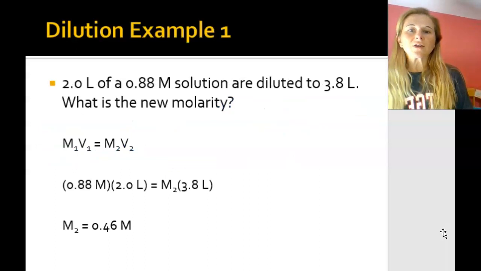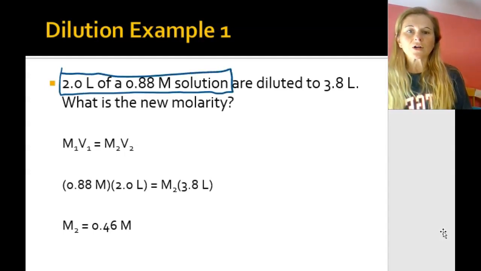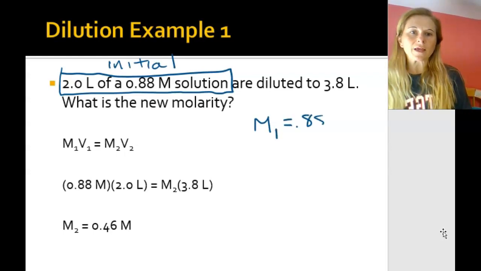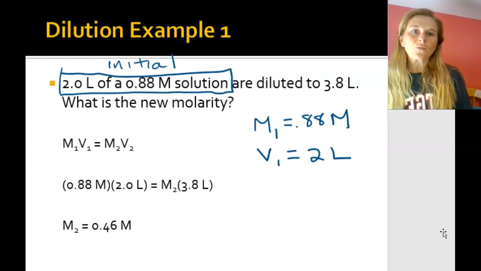Here we have 2 liters of a 0.88 molar solution. So this right here is our initial solution. That means our M1 equals 0.88 molar, and our V1 is 2 liters. And we want to dilute it to 3.8 liters. So what we're saying is we have this solution, right? Maybe it's laundry detergent. So here's our laundry detergent, and we need to get 3.8 liters out of it. That's how much we need.